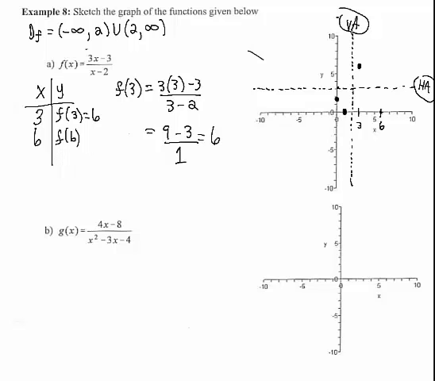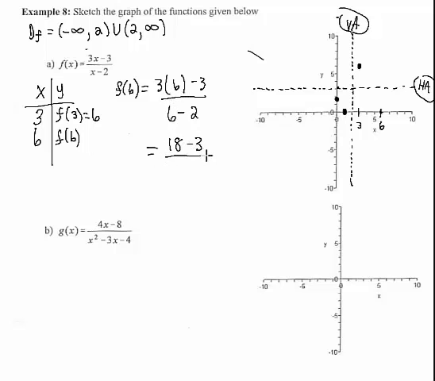Okay, for my next set of coordinates, I want to calculate f of 6. So that would be 3 times 6 minus 3 over 6 minus 2. 3 times 6 is 18 minus 3 on the top. 6 minus 2 on the bottom is a 4. And 18 minus 3 is 15 on the top, divided by 4.